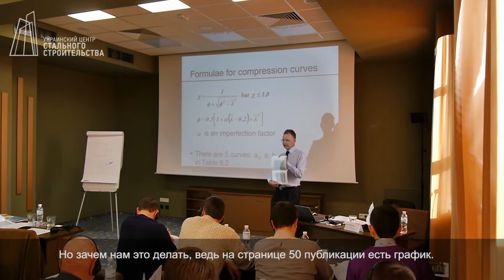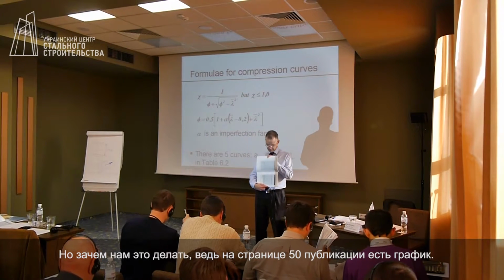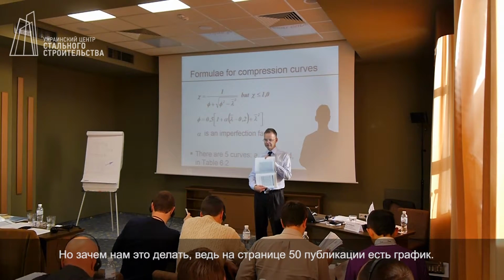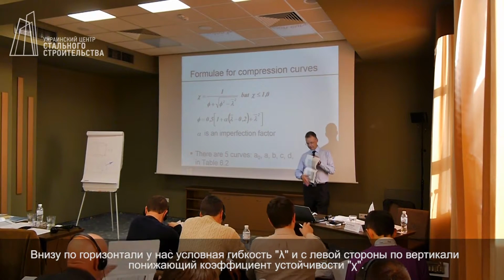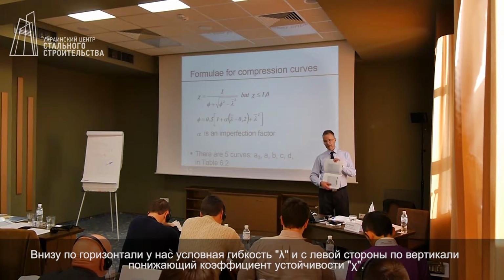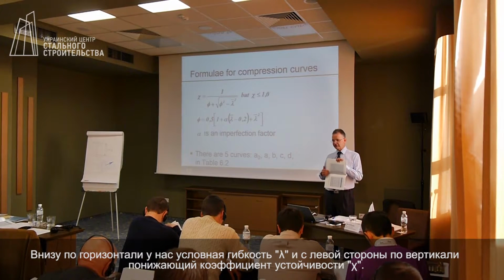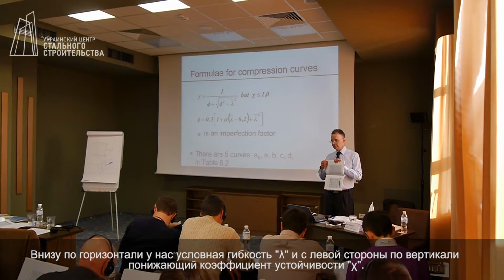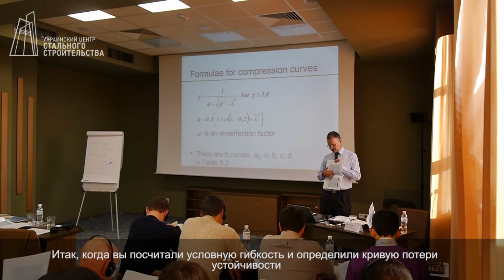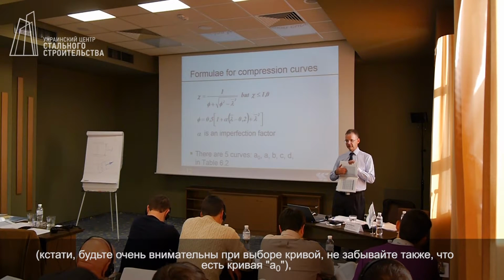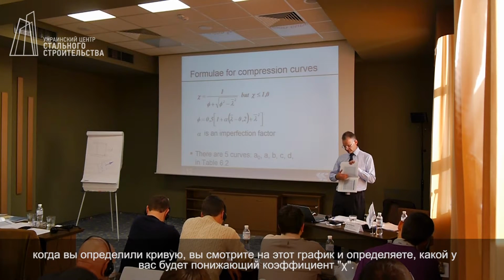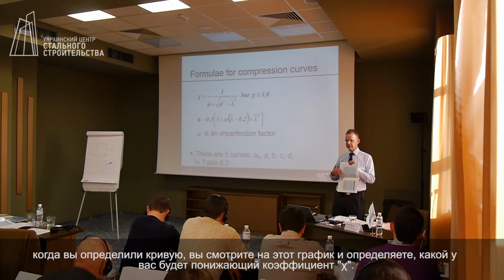Because on page 50, you have a graph. Along the bottom you have slenderness, lambda bar, and up the left hand side you have the reduction factor chi. Once you've calculated the slenderness and identified the curve, be careful about the choice of the curve, because remember there is an A naught curve as well here. Once you've identified the curve, you can simply interrogate the graph, read across to the left, and that will tell you chi.